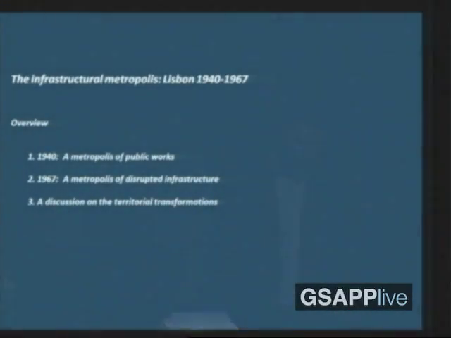So firstly, a short overview of the presentation, which is structured in 3 points, the first of which addresses the date of 1940, a date with specific interest because it congregates various public works in Lisbon which offer a metropolitan vision. Secondly, 1967 is the date in which the last comprehensive municipal master plan for Lisbon is made before the democratic revolution of 1974, and finally a short discussion on the territorial transformations in between.